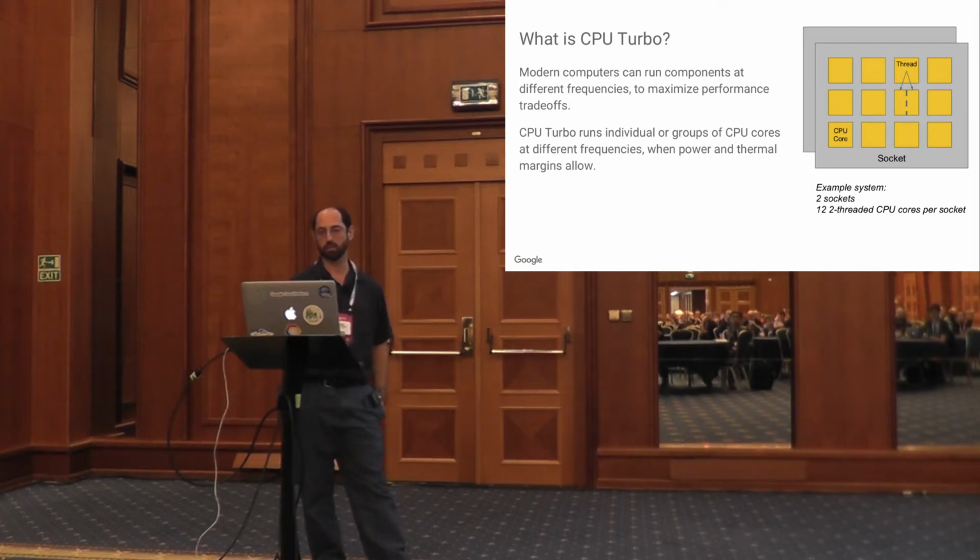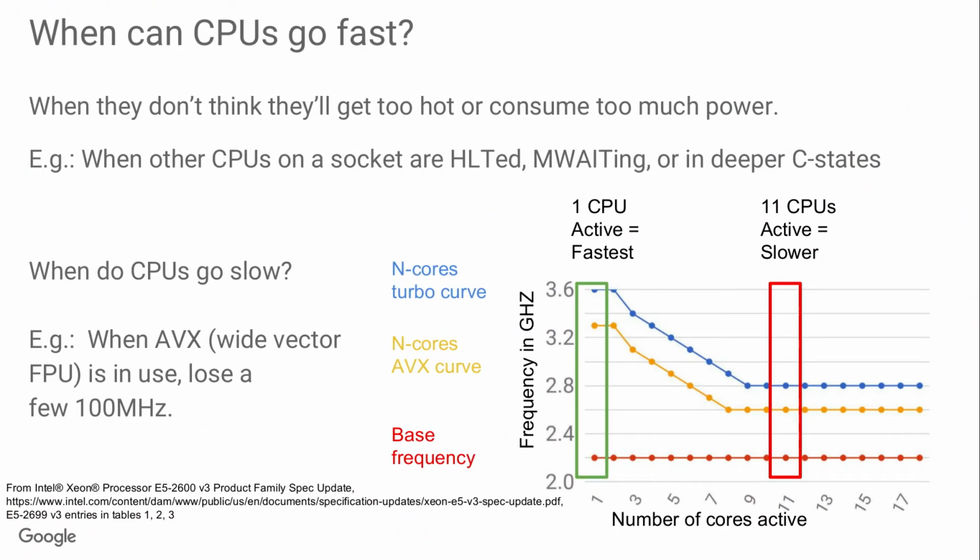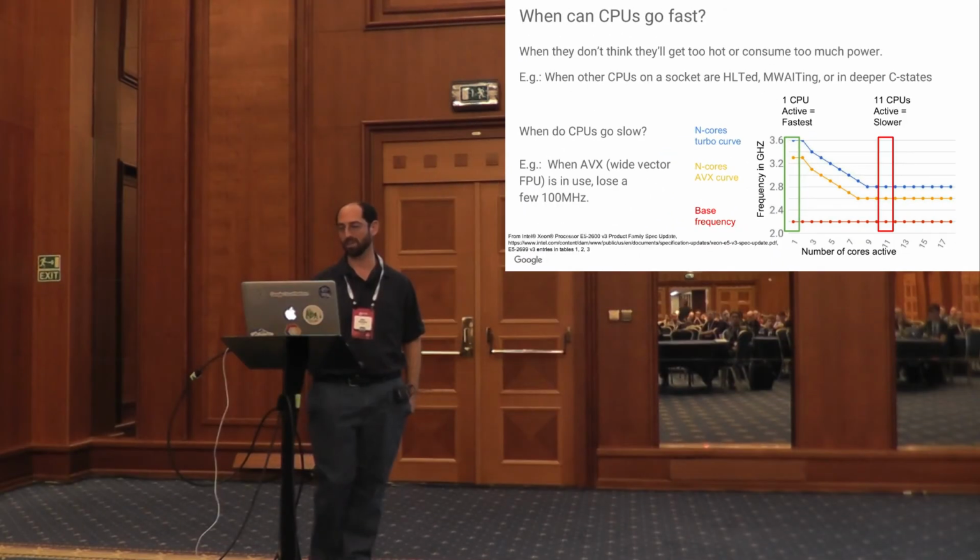On Intel and AMD, there's this wide vector unit called AVX, and if that gets turned on, you usually lose several hundred megahertz of performance frequency. Whether that's all the CPUs in the socket or some of them depends on the generation. As an example, I've got this graph here, which is taken from the E5 processor line version 3.